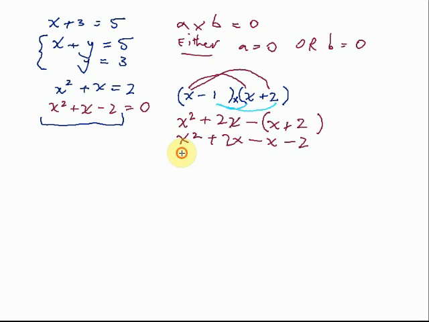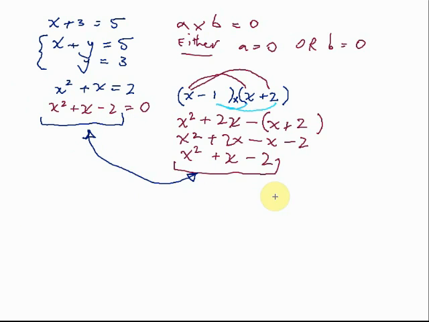minus 2. And what's that? Well, that's x squared plus 2x and minus 1x is what? It's plus 1x minus 2. Yes, it's exactly the same as, whoops, I meant to change color there. It's exactly the same as that expression over here. Those are the same expressions.